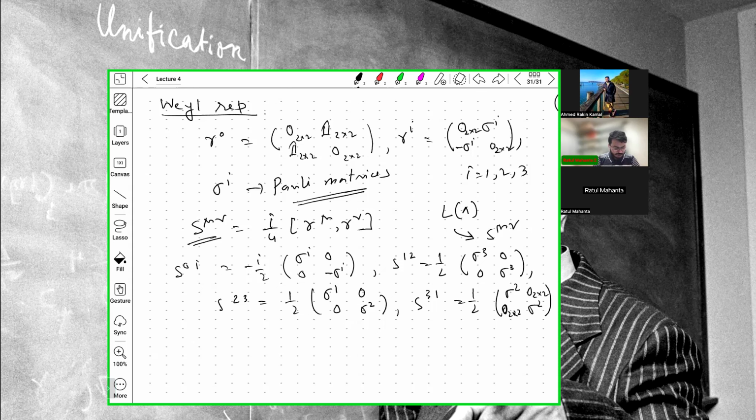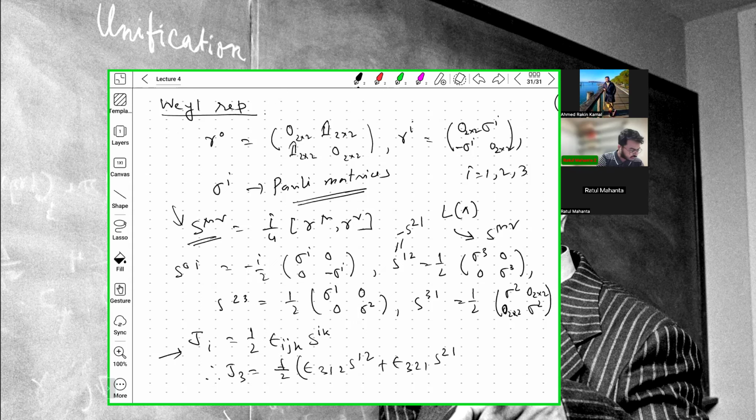The angular momentum is related to these, and in particular J3, you can check, is epsilon 312 S12 plus epsilon 321 S21. I have stated only the S12, but because of the antisymmetry property, it should also come with the negative S21. You can compute everything from here and check whether it is satisfied or not. And finally it will give half of sigma 3, 0, 0, sigma 3.